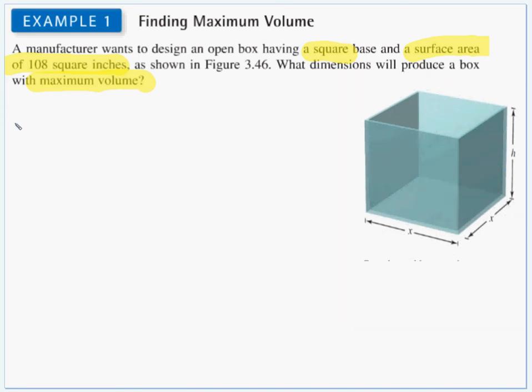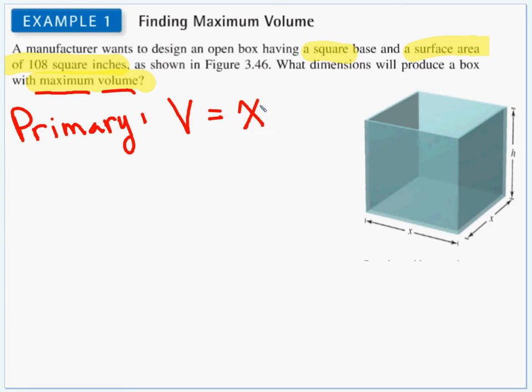So from those guidelines, we do want to find a primary equation. And remember, that is what we want to minimize or maximize. And here it says maximize volume. So the volume of this box is going to be length times width times height, or x times x, which is x squared. There's our base, and we're going to multiply that by the height of the box. So there is our volume, our primary equation.